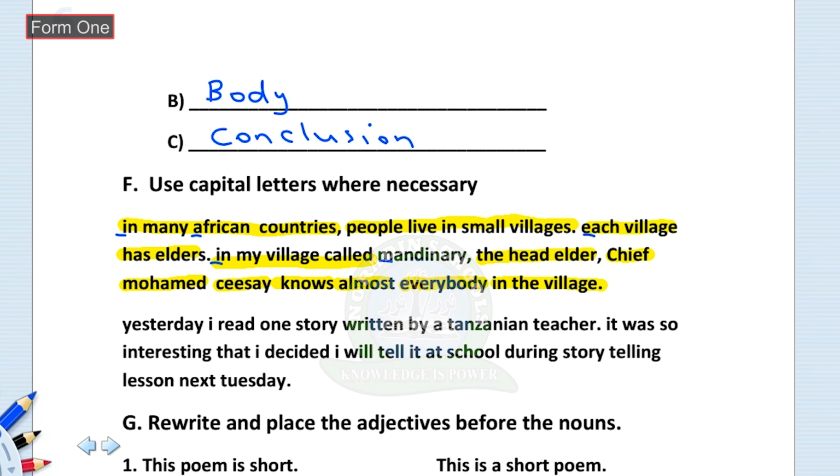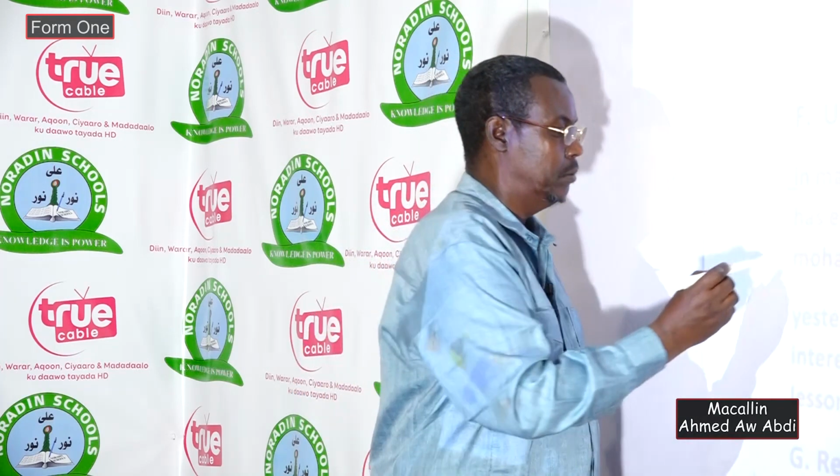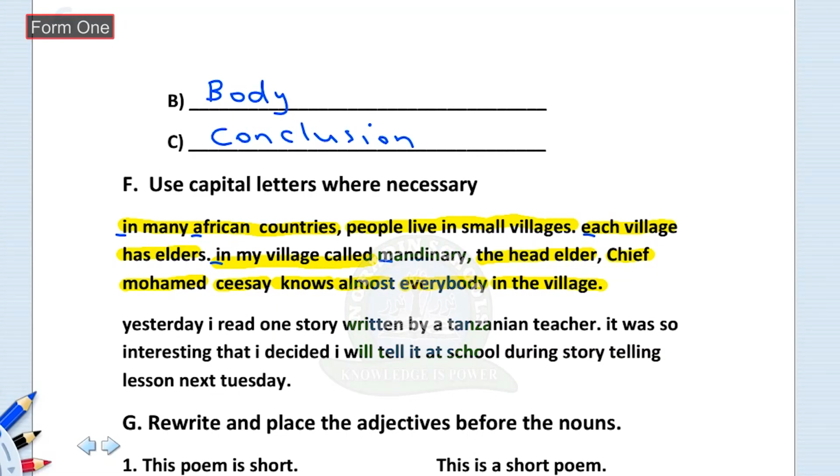Well, the chief is called Muhammad, and Muhammad is a proper noun. Sisai is a proper noun too. Therefore, these two nouns should be capitalized. Muhammad should be started with a capital letter. Sisai should be started with a capital letter.